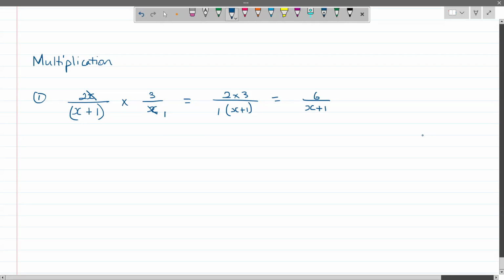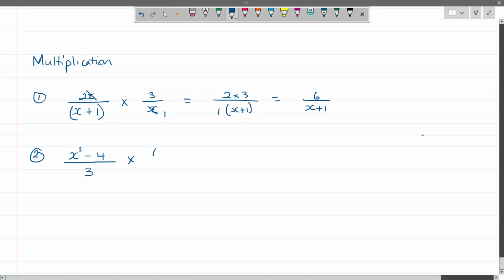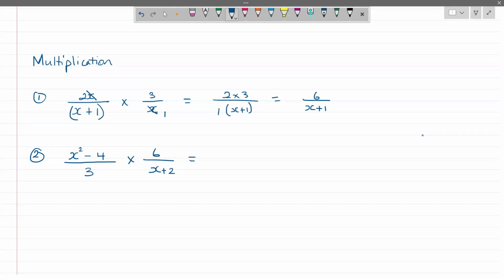So we combine in the look for another example to look at. Look at this one. We have opportunities to cancel here. But before we do that, we need to look at this one here.